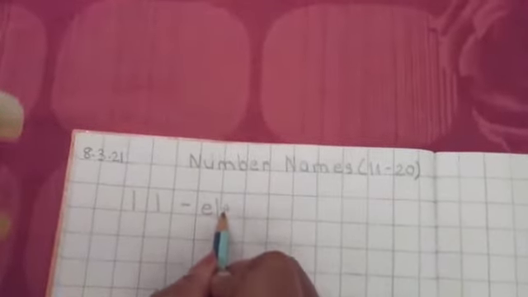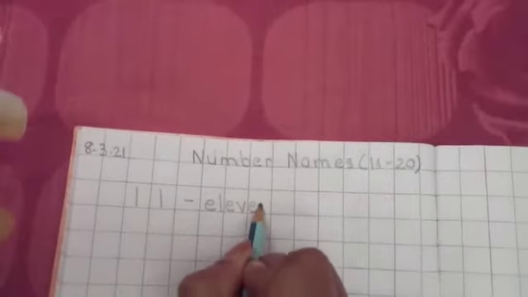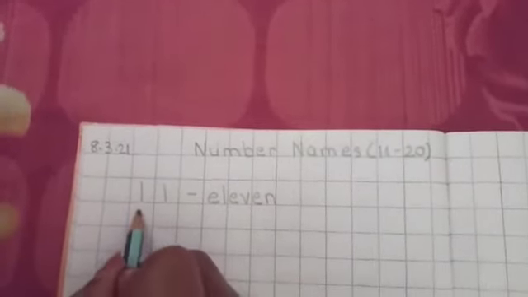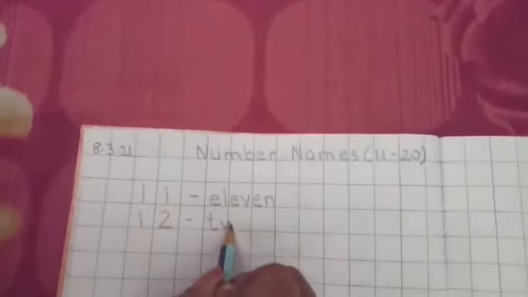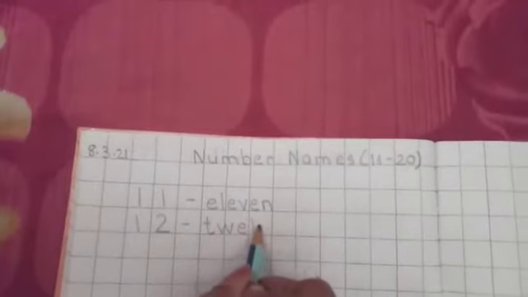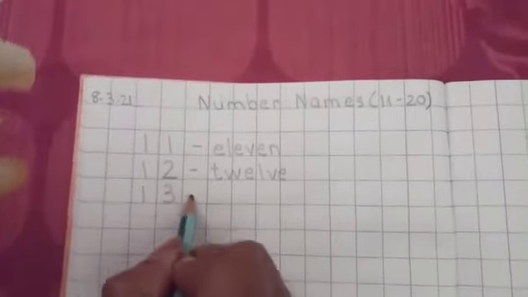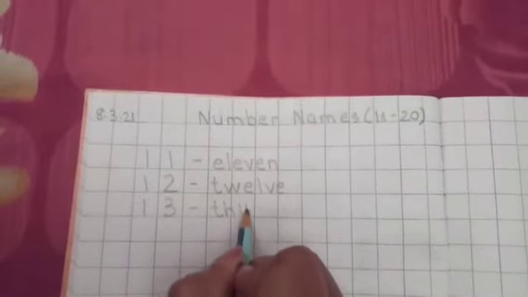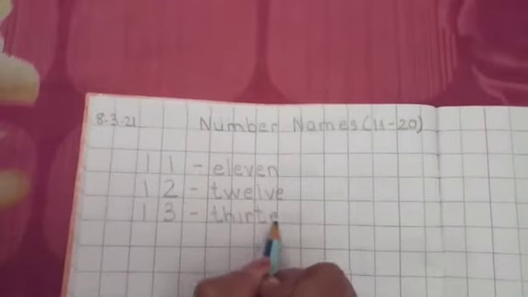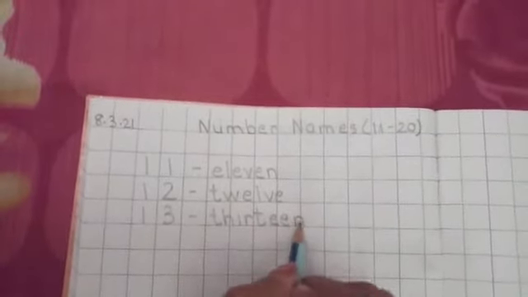Again leave one line and near to the margin line without leaving a box write 11 dash E-L-E-V-E-N 11. Next 12 dash T-W-E-L-V-E 12. 13 dash T-H-I-R-T-E-E-N 13.